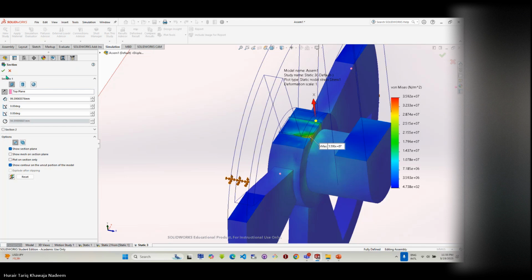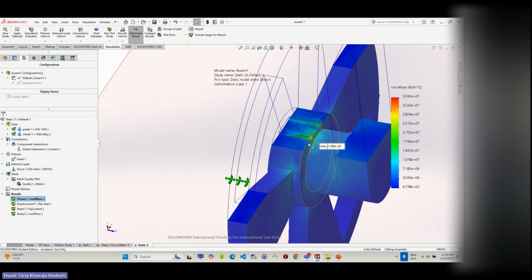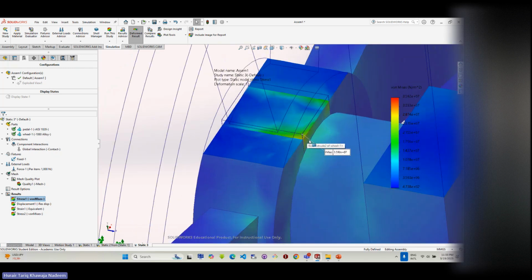Okay, and one last thing, then we finish. For example, now I know that this area is very critical, and we need to analyze this more carefully. So what we are going to do in this situation, we can go over here to mesh, okay?